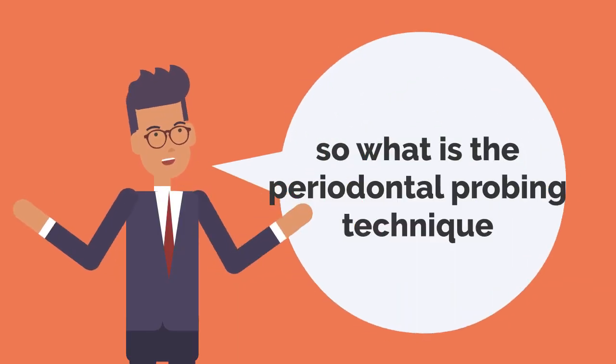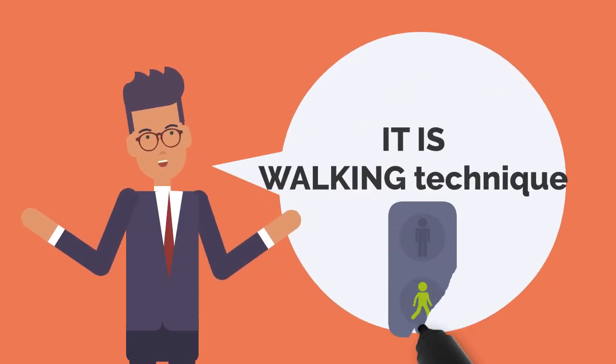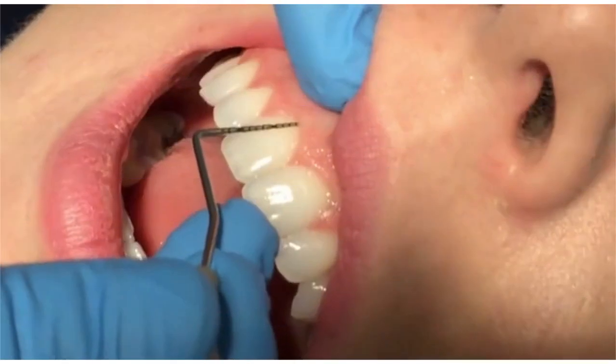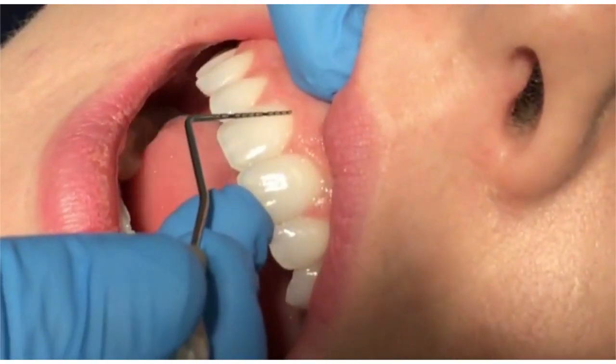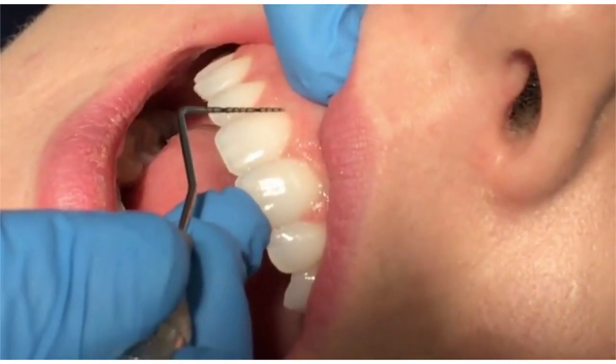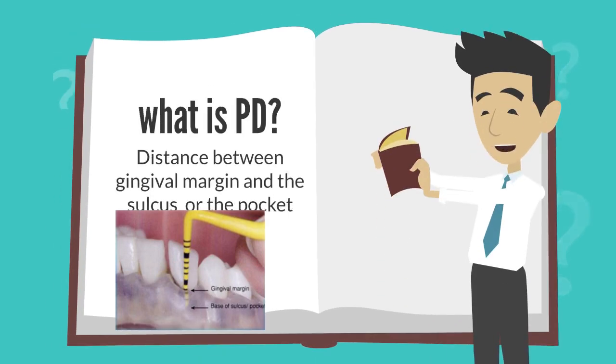So what is the periodontal technique? It's walking technique. What is the probing depth? It is the distance between gingival margin and the sulcus or the pocket.